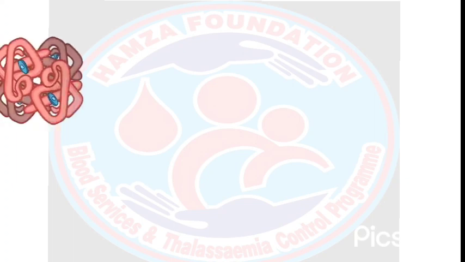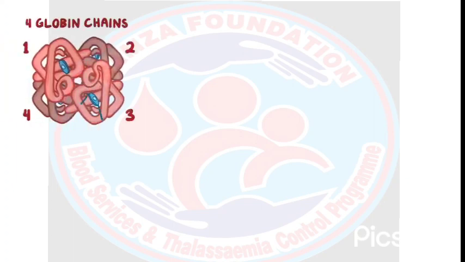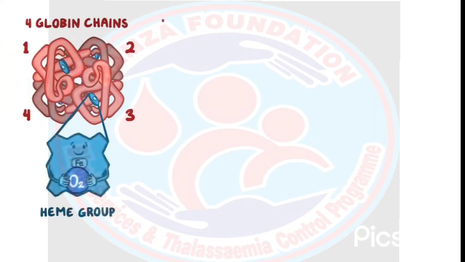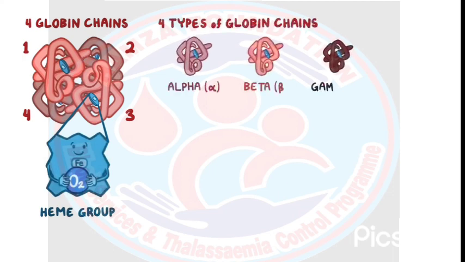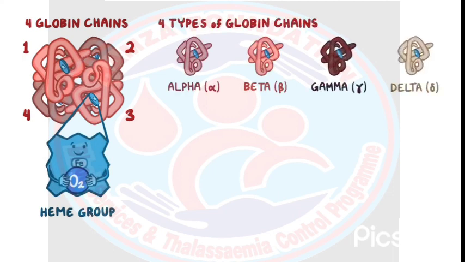Normally, hemoglobin is made up of 4 globin chains, each bound to a heme group. There are 4 major globin chain types: alpha, beta, gamma, and delta. These 4 globin chains combine in different ways to give rise to the different kinds of hemoglobin.